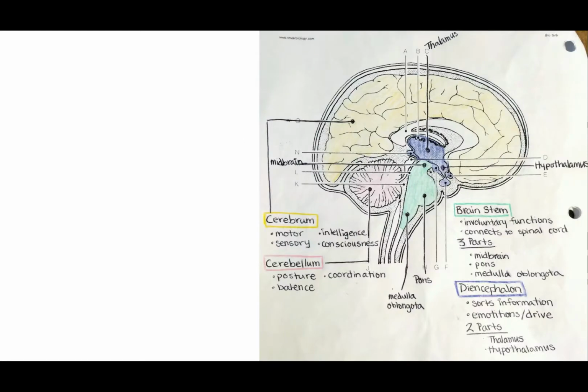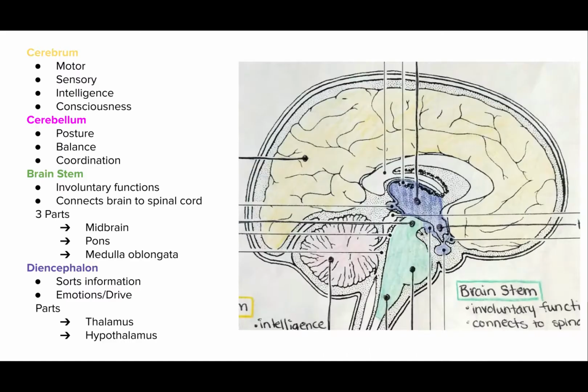So we're going to be working on this page of your packet, page 4. Again, we already took notes on the major regions of the brain, but as you probably have noticed, there are some little sections we still haven't filled out yet. So we're going to do those right now.